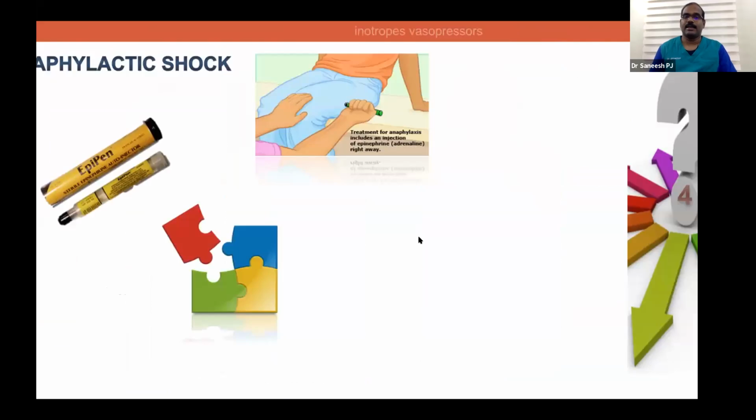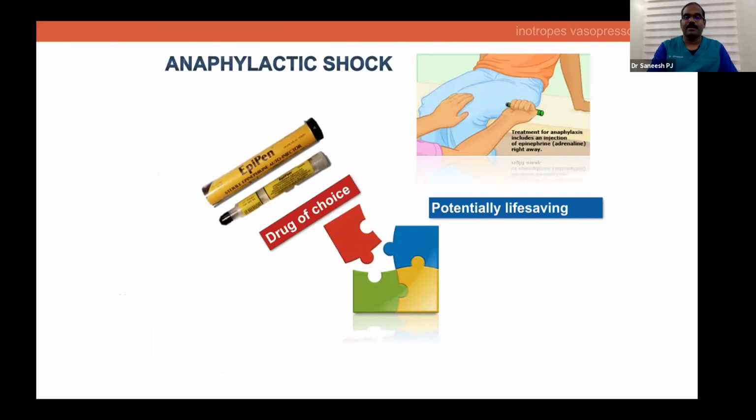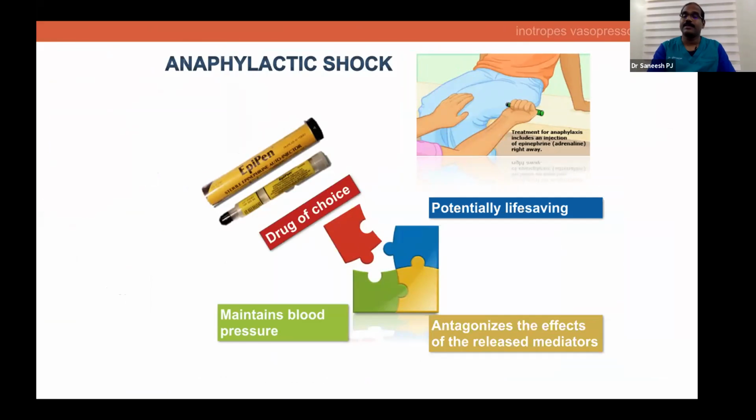Scenario 4 is anaphylactic shock. We all know what exactly is happening in anaphylactic shock. There is extensive vasodilatation and extensive leakage from the intravascular compartment. So the drug of choice, clearly, is epinephrine. Epinephrine is potentially life-saving, it antagonizes the effects of released mediators, and it maintains the blood pressure.